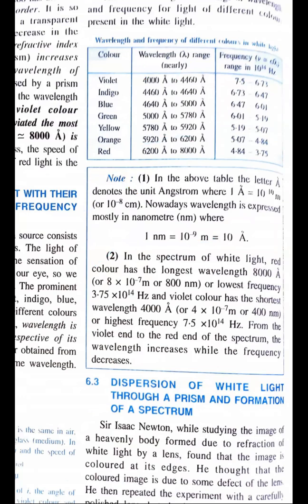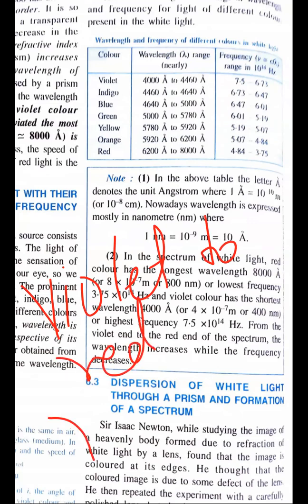Just write one more statement somewhere, wherever you find a place. Violet to red, wavelength increases, nu decreases, or frequency decreases. Is this clear?